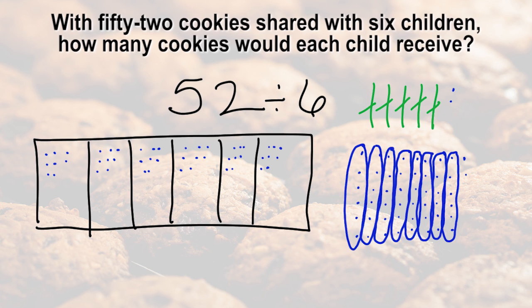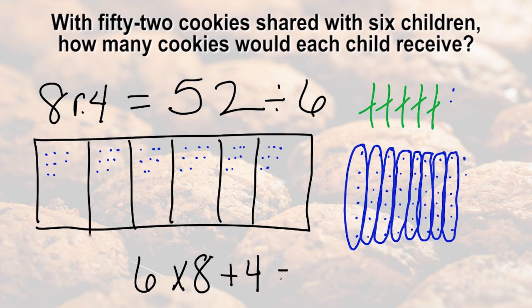The equation may be written as 52 divided by 6 equals 8, remainder 4. The R stands for the remainder, and there are 4 cookies remaining or left over. The student gets to determine what to do with the extra cookies, but must also record a multiplication equation to represent the problem. 6 times 8 plus 4 equals 52.